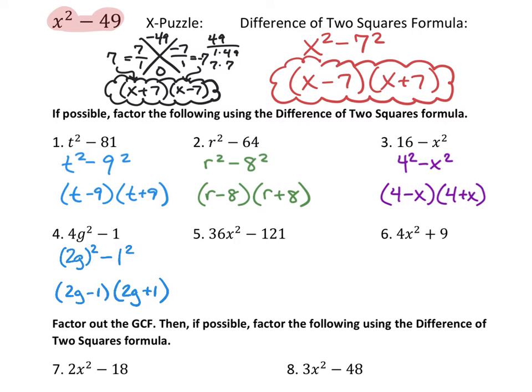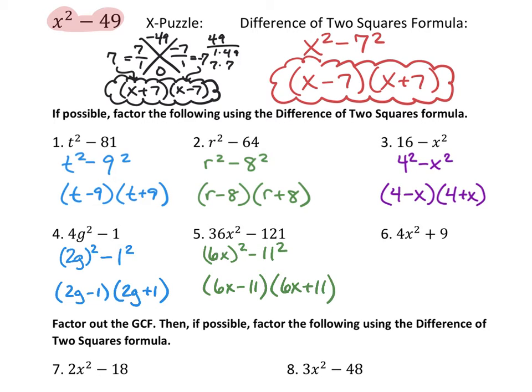Pause the video. I want you to try number 5. Factor number 5 using the difference of two squares formula. Here we go. 36x squared is like 6x squared minus 11 squared. So I can very easily factor this into 6x minus 11, 6x plus 11.